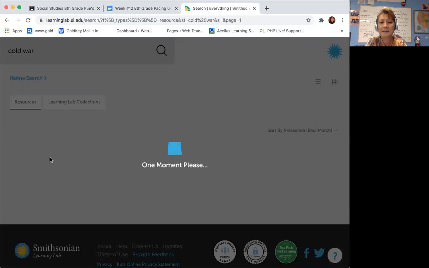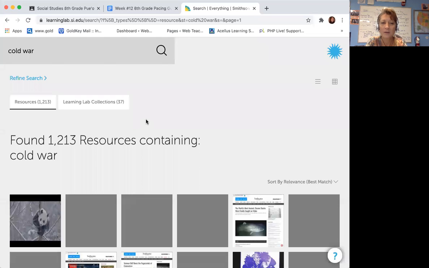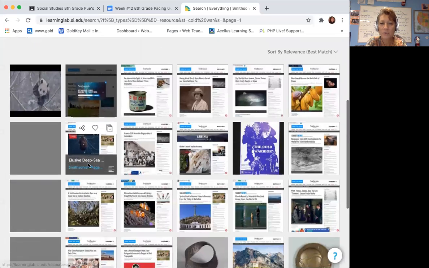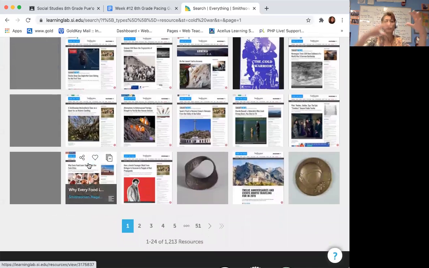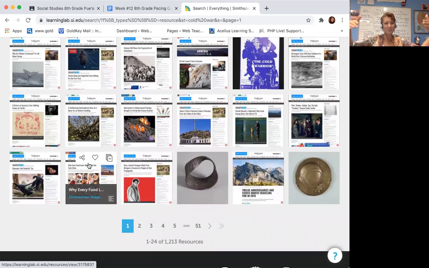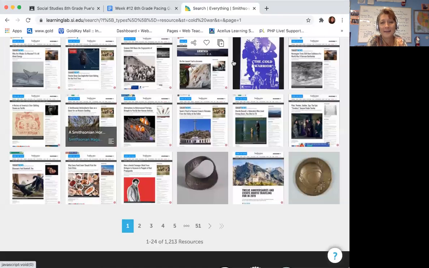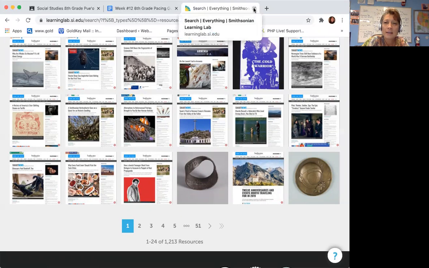thousands of artifacts that you could search, primary resources to give you an idea of what may interest you. It's loading. Look at all that. 1,213 resources having to do with the Cold War. So that's your broad idea topic, and then you'll be able to narrow it down. And the webinar really stressed, how does it relate to your local place that you live in? Can you make that connection?